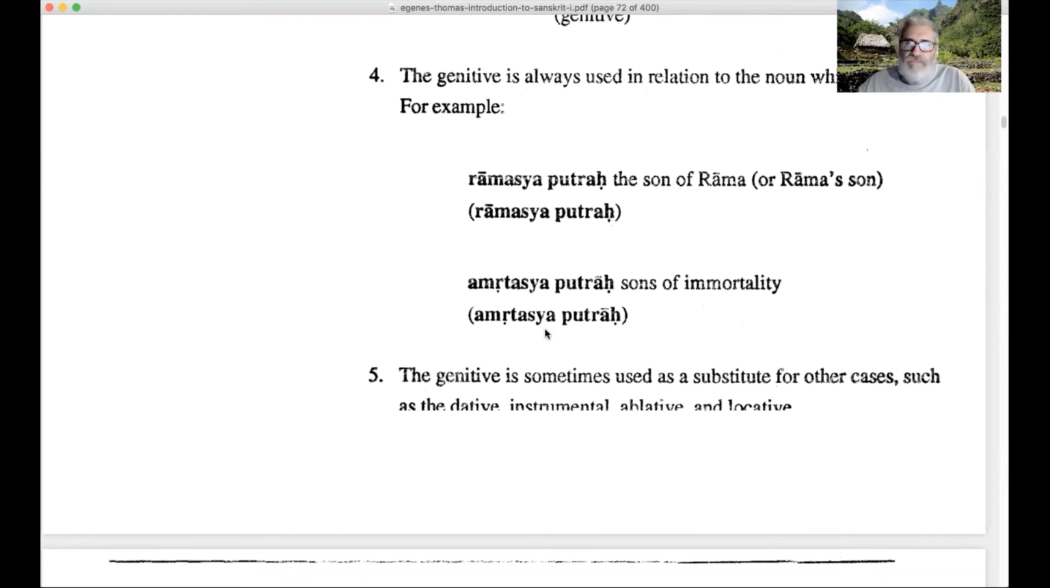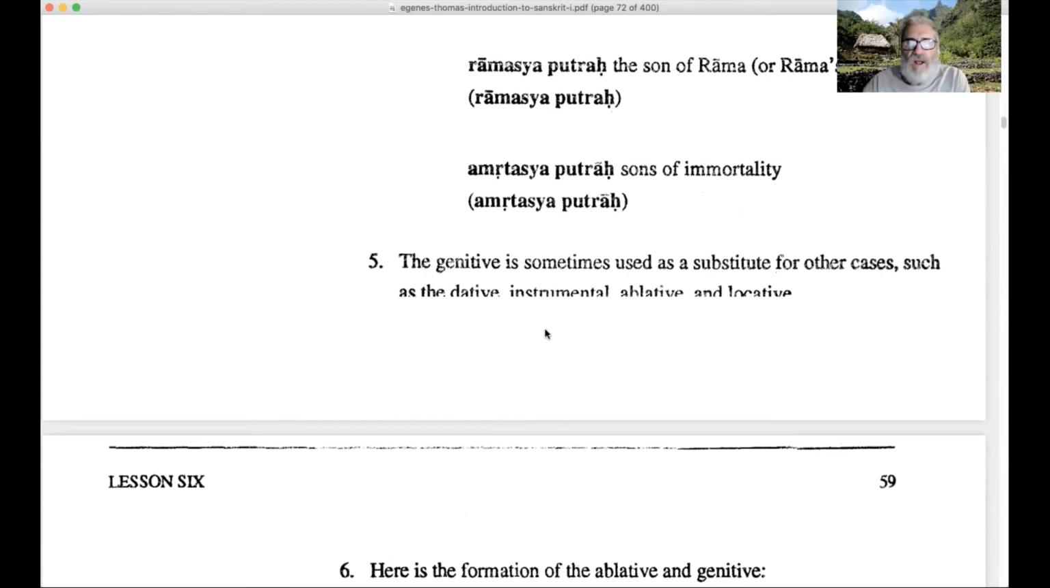Ramasya putraha. Okay. Amritasya putraha. Putraha is the nominative plural of putra, which means sons, right? And amrita means no death or immortality. Mrita means death, amrita means immortality. So amritasya is the genitive singular of amrita. So amritasya putraha is the sons of immortality, or we could also say the immortality sons, in English.